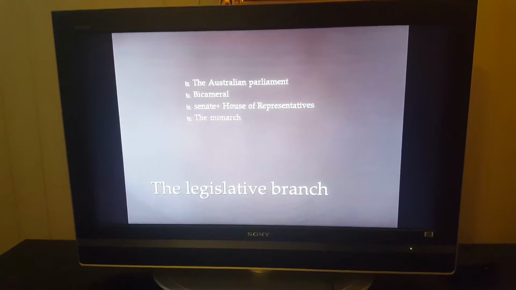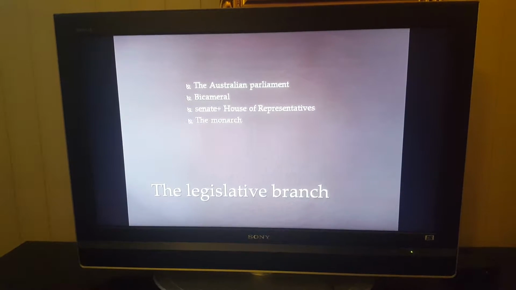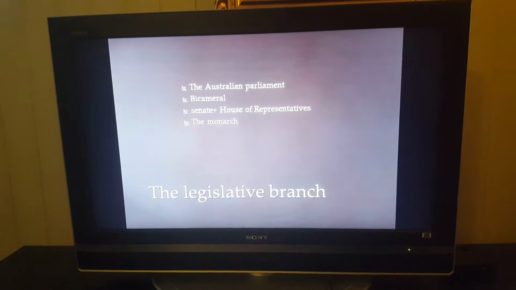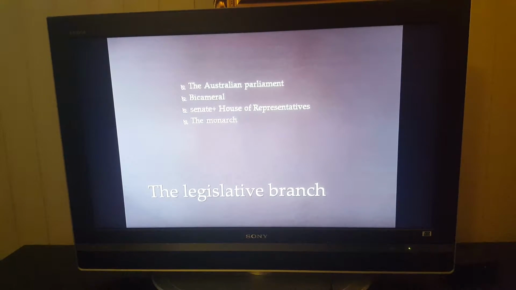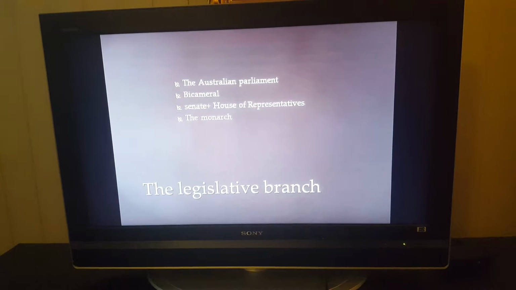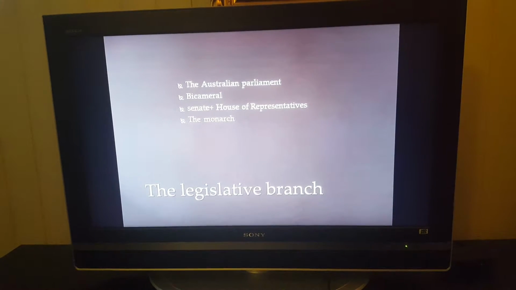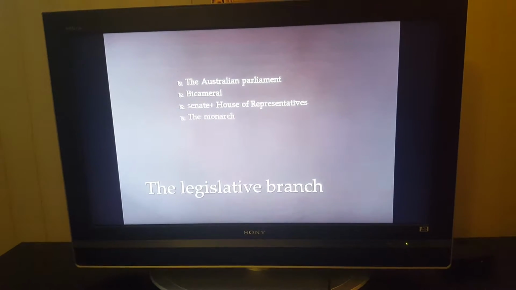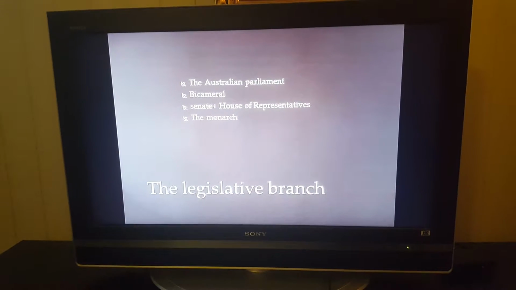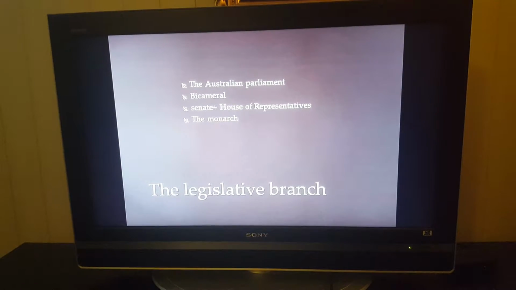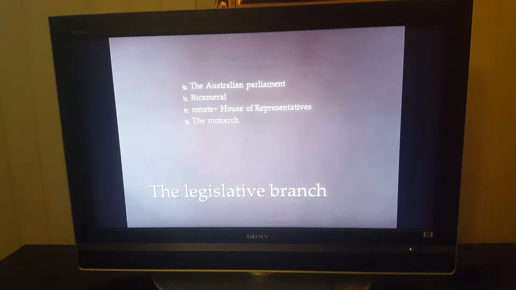The House of Representatives has 150 seats, each elected for flexible terms, while the Senate has 76 members with 12 senators from each state. The Senate has the power to take down the government, which happened in 1975, also known as the Australian Constitutional Crisis. The Senate opens for smaller parties to get involved in the politics as well. Quite often, the government does not have majority support in the Senate.